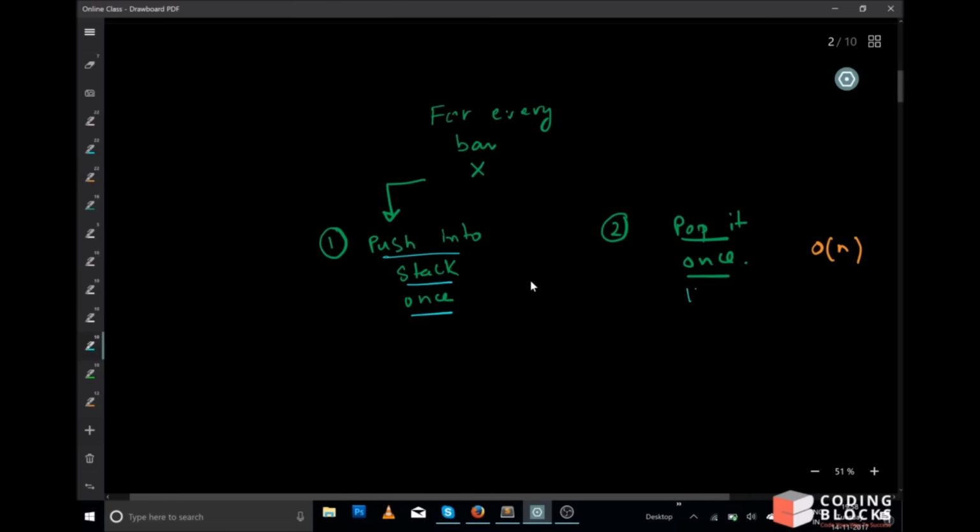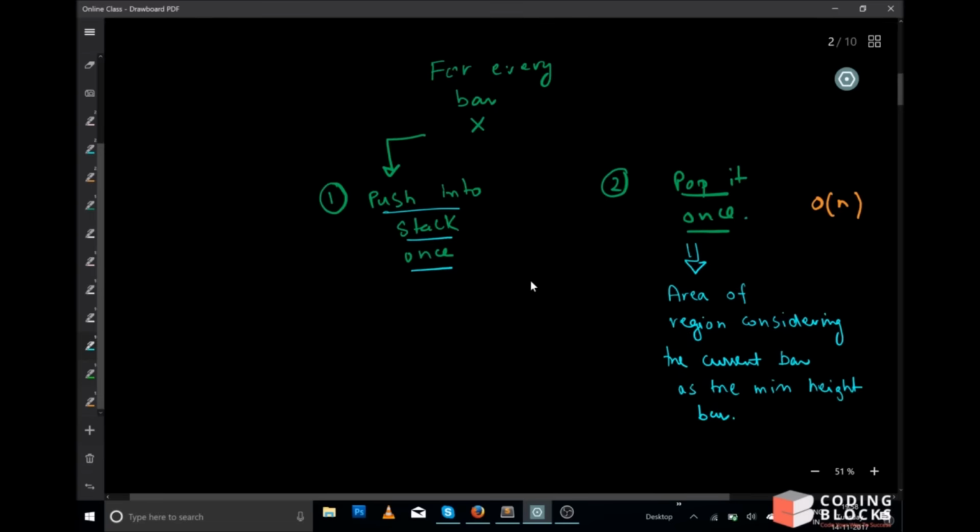And when we are going to do the popping, we are going to find out the area of the region considering the current bar as the minimum height. This is a very important concept. Current bar as the minimum height bar. This is what we are going to see.